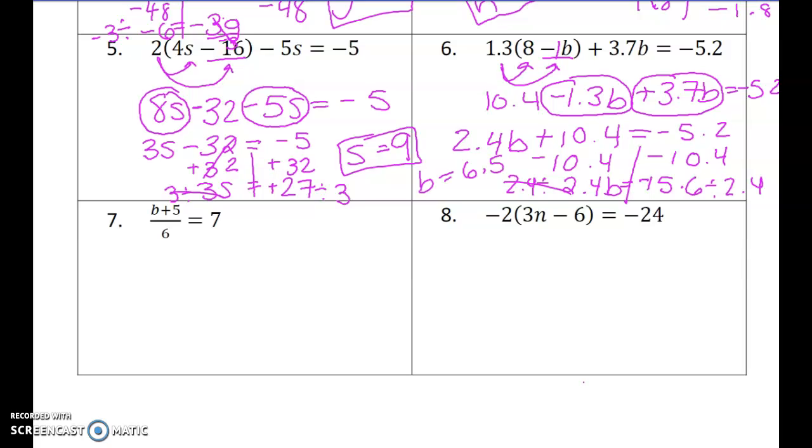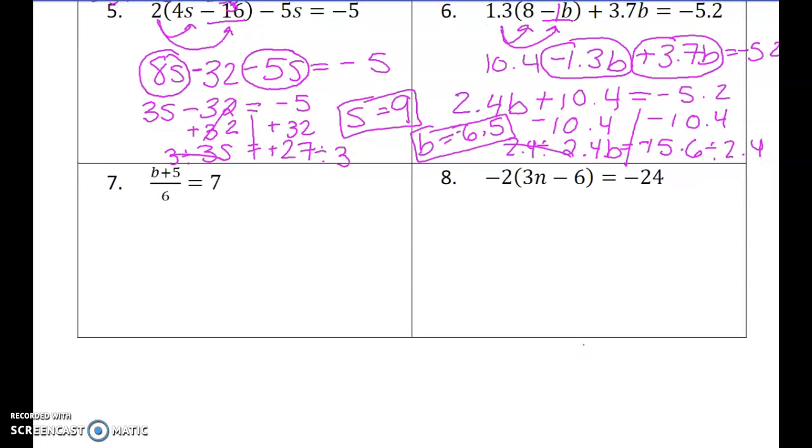Now I'm going to look at my signs. The 15 is negative, the 2.4 is positive. Different signs, so my final answer is going to be negative. So that's a negative 6.5. Oh, negative kind of got lost there.